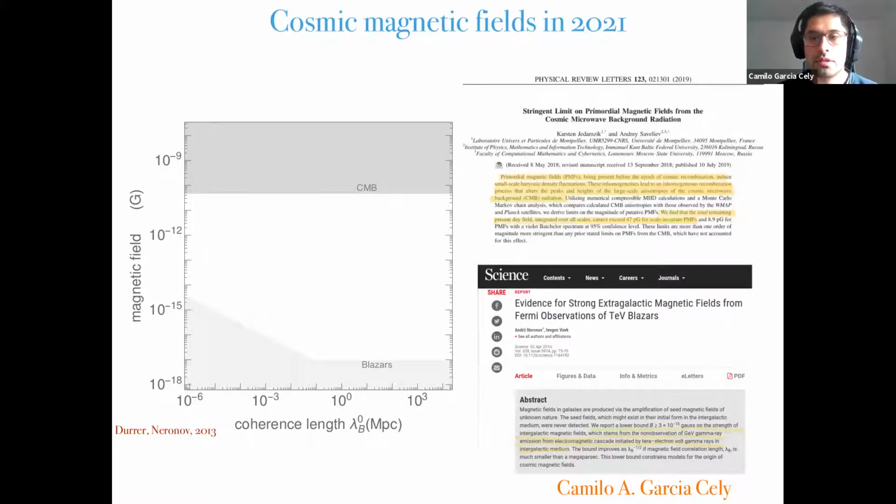But for now, I want to emphasize that this is really a great motivation to consider the Gertsenshtein effect. Because of course, if this is really a lower bound, that means that we should have a signal.